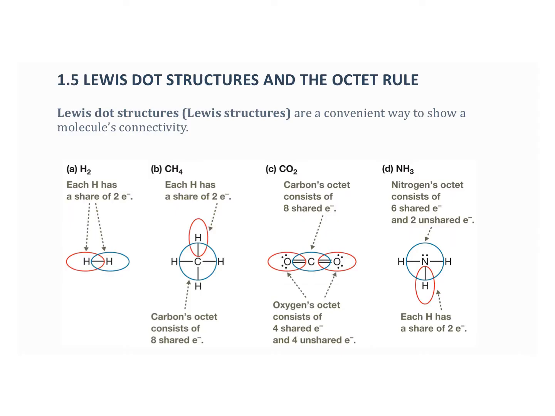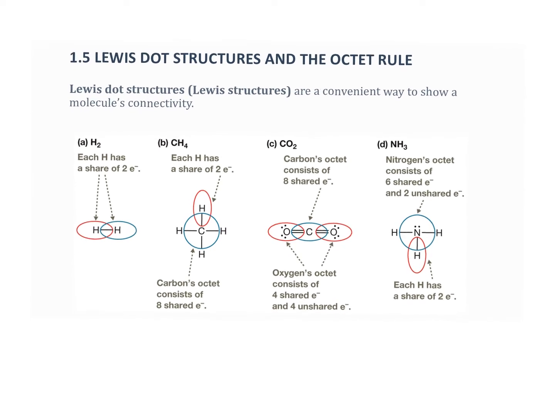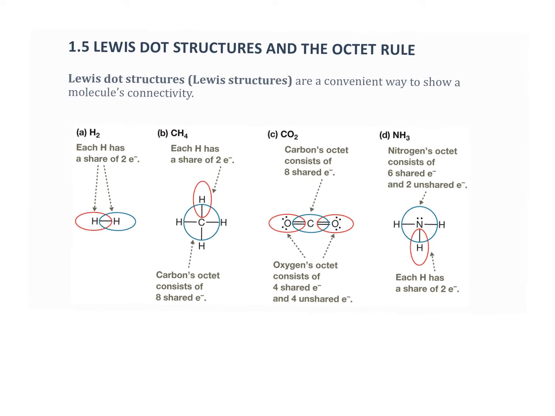Now, we're going to switch gears just a little bit and look at Lewis dot structures. To really understand a molecule's chemical behavior, it's necessary to know about its connectivity, like which atoms are bonded together and what types of bonds, single, double, or triple, we have. It's also helpful to know which valence electrons participate in bonding and which ones don't. Lewis dot structures, or Lewis structures, are a convenient way to share this information.